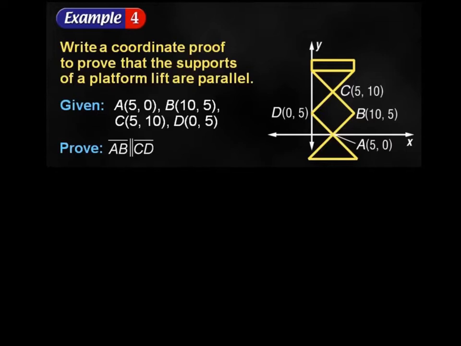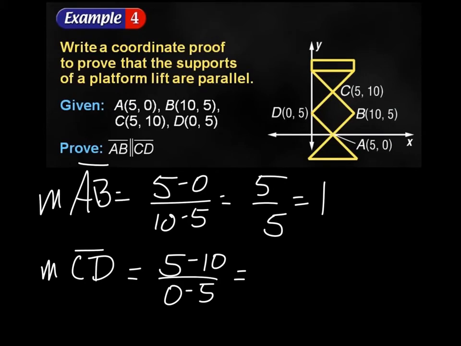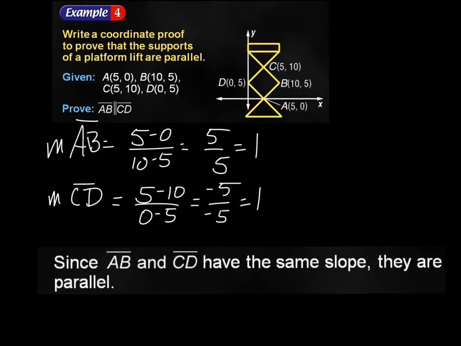We're doing a coordinate proof to prove that the supports of a platform lift are parallel. Parallel lines have the same slopes, so we should find the slopes. For the slope of AB, we do change in y over change in x: 5 minus 0 over 10 minus 5, and we get 5 over 5, which is 1. For CD, same thing: negative 5 divided by negative 5, which is also 1. Since segment AB and segment CD have the same slope, they are parallel.